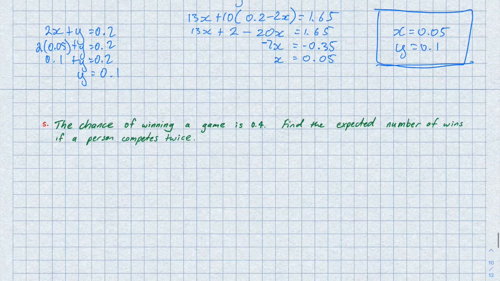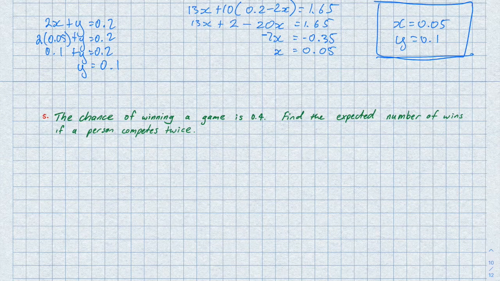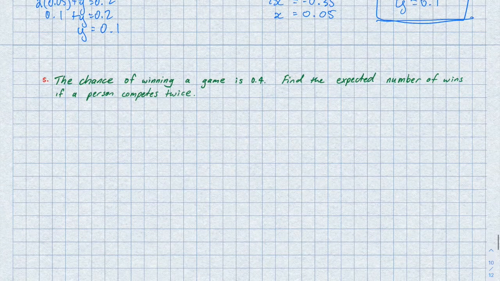Now let's have a look at this question. The chance of winning the game is 0.4. Find the expected number of wins if a person competes twice. So let's start by having a little look at a tree diagram.